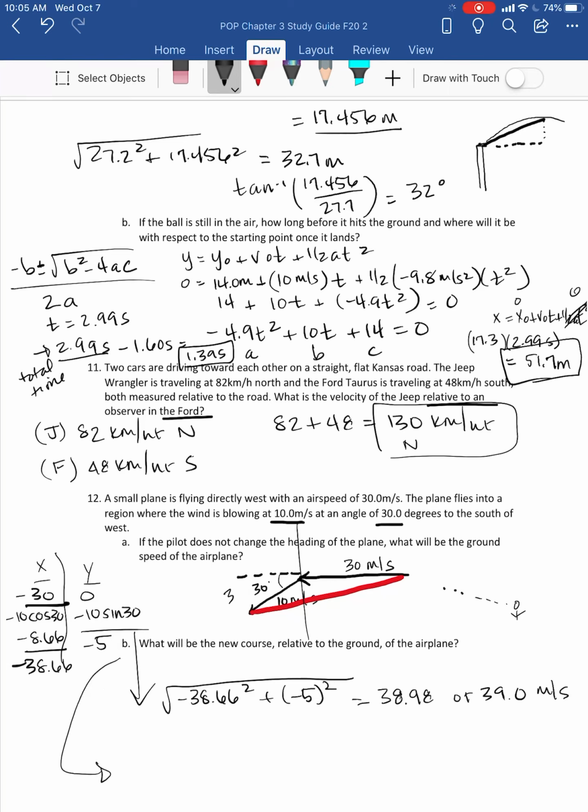And then on part B, so this was part A still, part B says what will be the new course relative to the ground of the airplane. So that's basically asking you to find the direction. So inverse tangent, your y over your x, you have 7.36 or 7 degrees. And what direction is it? Well, see this angle right here? That's what you're finding right there. So that's 7.37 degrees south of west.